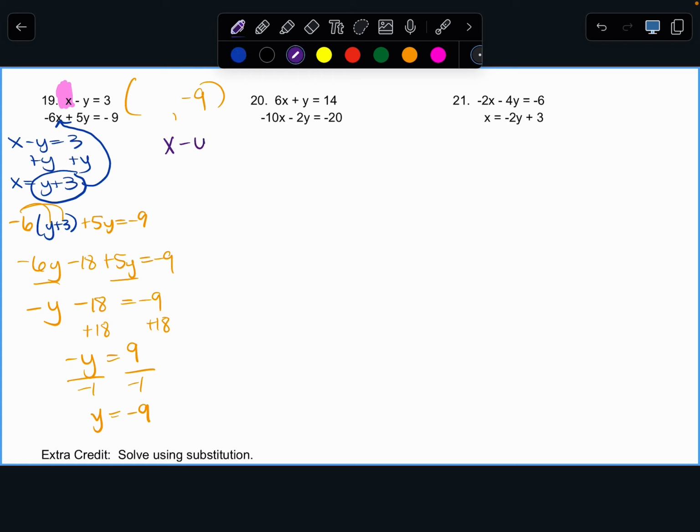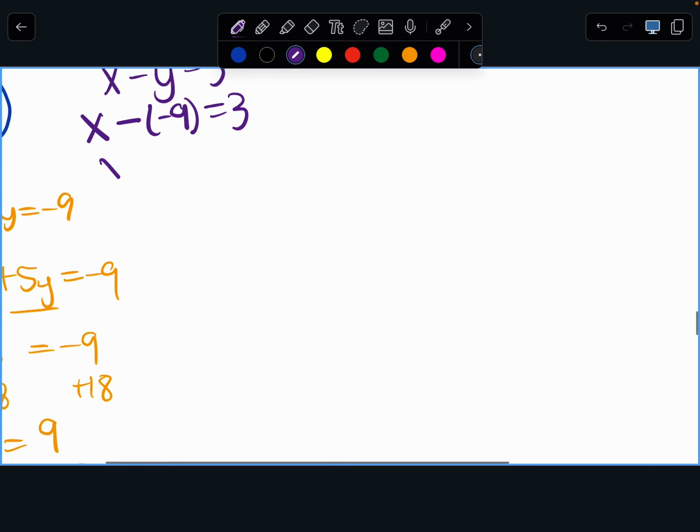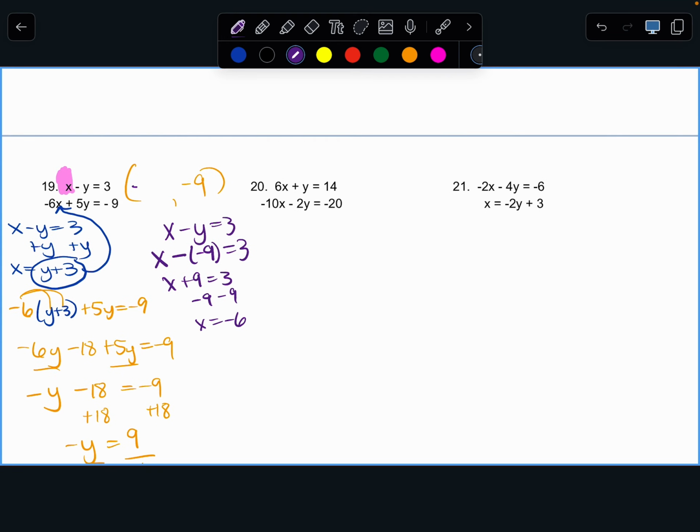So x minus y equals 3. I'm going to replace y: x minus a negative 9 equals 3. X plus 9 equals 3. I subtract 9. X equals negative 6. Okay.